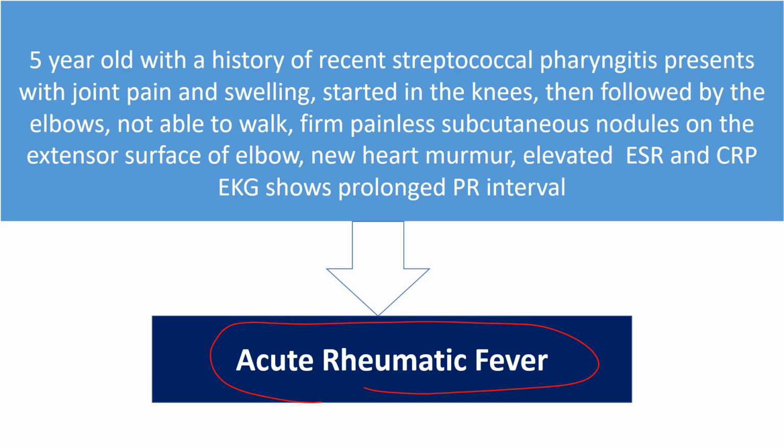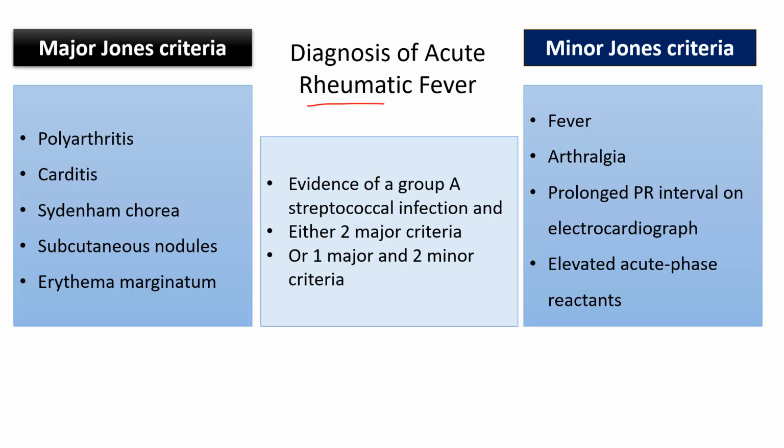Acute rheumatic fever. Diagnosis of acute rheumatic fever: evidence of a group A streptococcal infection, and either two major criteria or one major and two minor criteria. Major Jones criteria: polyarthritis, carditis, Sydenham chorea, subcutaneous nodules, erythema marginatum. Minor Jones criteria: fever, arthralgia, prolonged PR interval, elevated acute phase reactants.